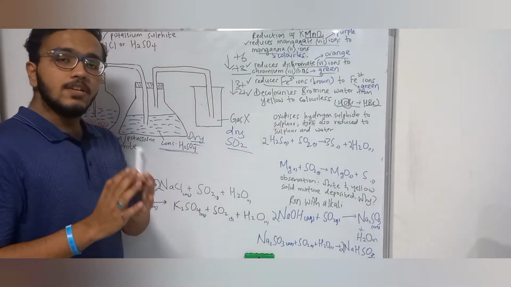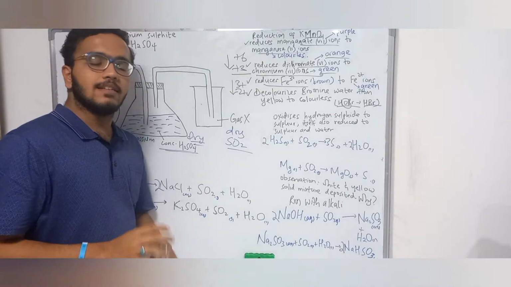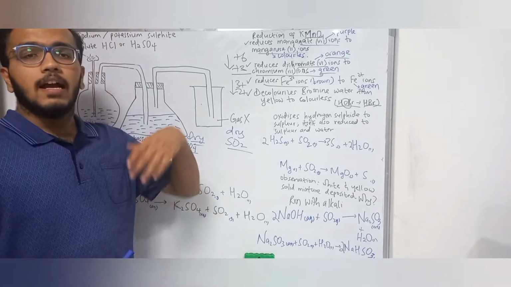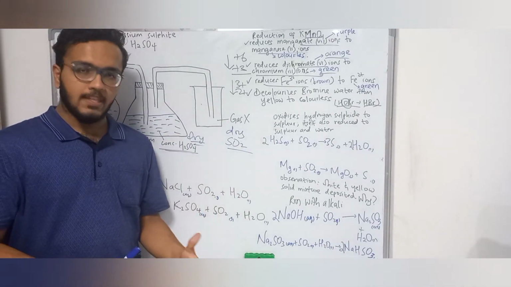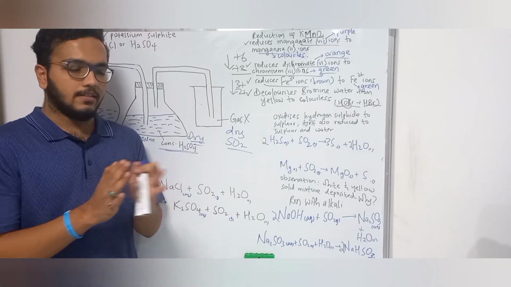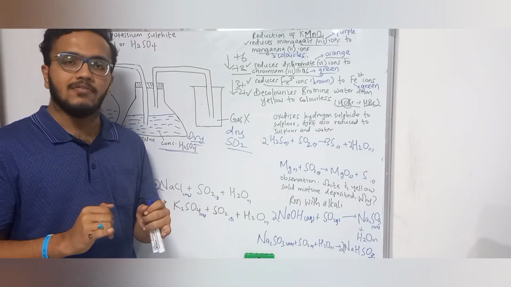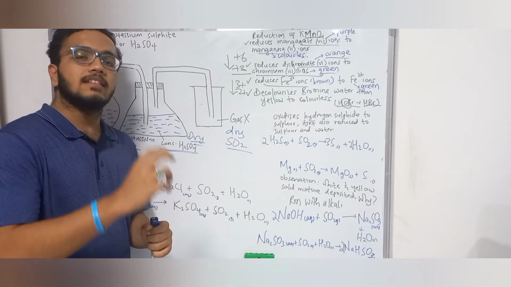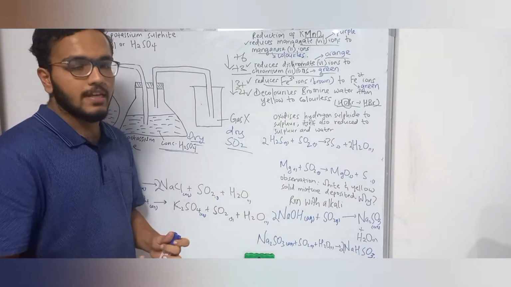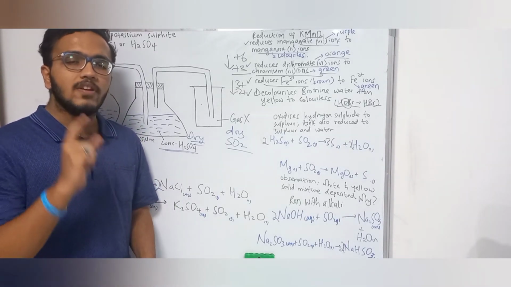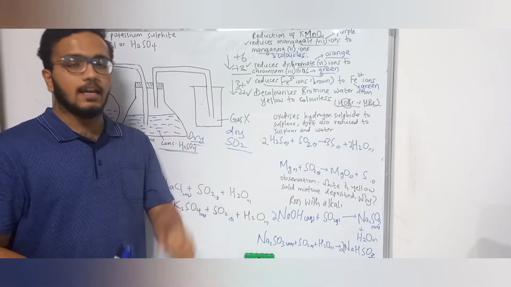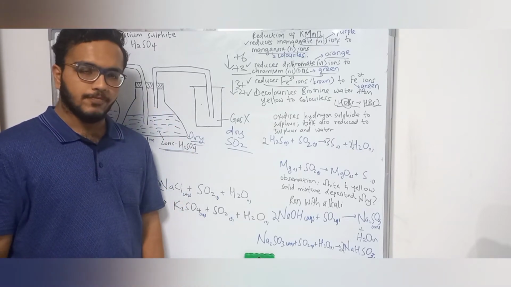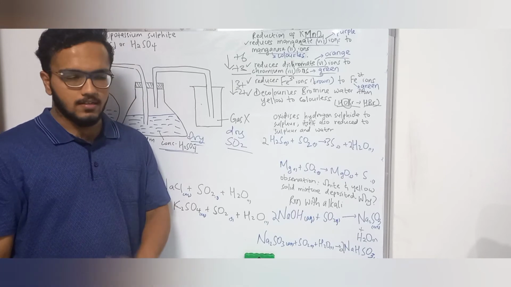Now, the oxidation property of sulfur 4 oxide is that when it is reacted with hydrogen sulfide gas, there are two gases when they are reacted, SO2 and hydrogen sulfide. When hydrogen sulfide is reacted with SO2, with sulfur 4 oxide, what is the observation? The observation is a yellow solid and a colorless liquid. Think of that, a yellow solid and a colorless liquid.